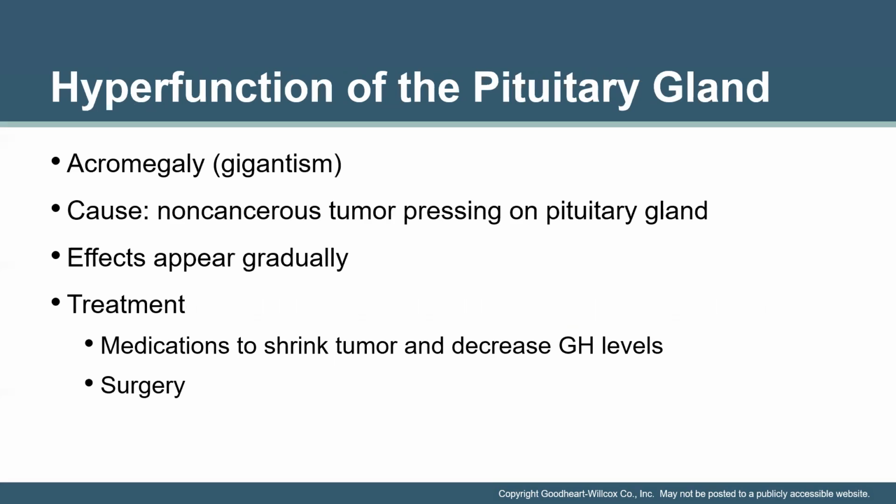So some diseases and dysfunctions we might see. We might see something called acromegaly or gigantism. It's rare, but overall body size, a person gets really huge. If you remember Andre the Giant, he had this. It's a tumor that presses on the pituitary gland, but it will appear gradually. As for treatments, there are medications to shrink tumors and decrease growth hormone levels, or you can get it surgically removed.